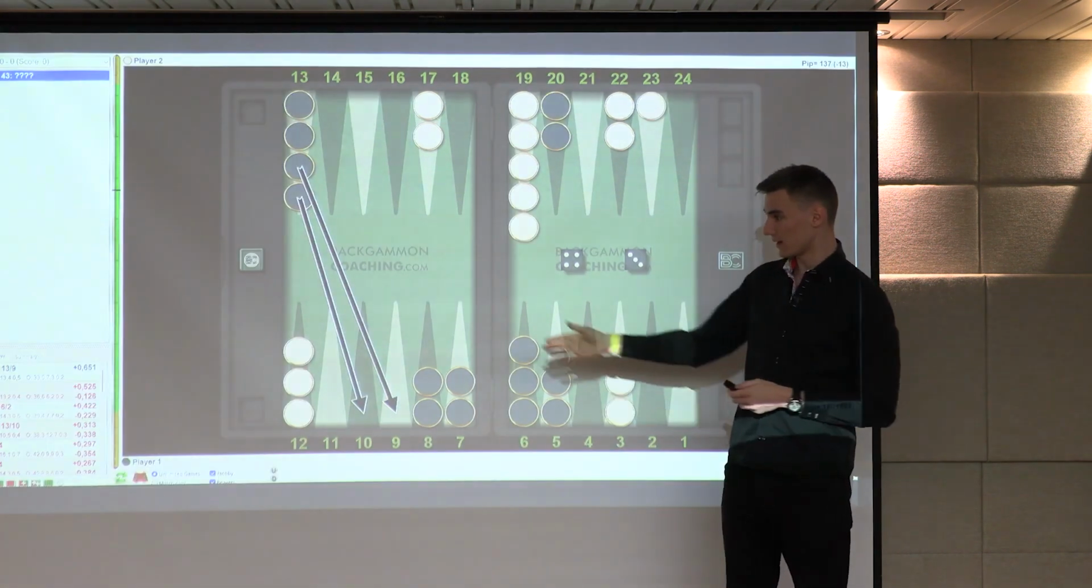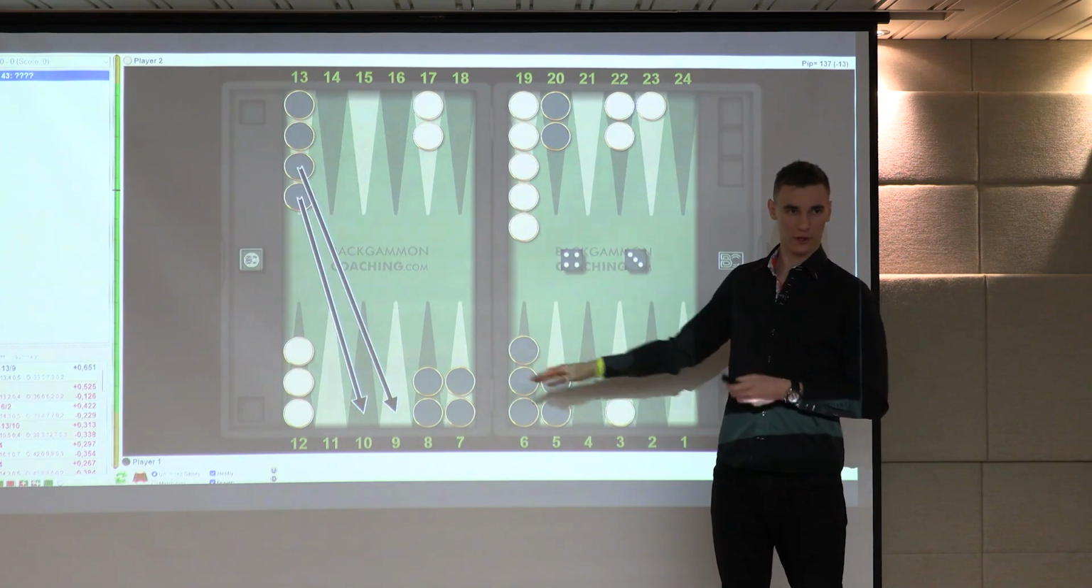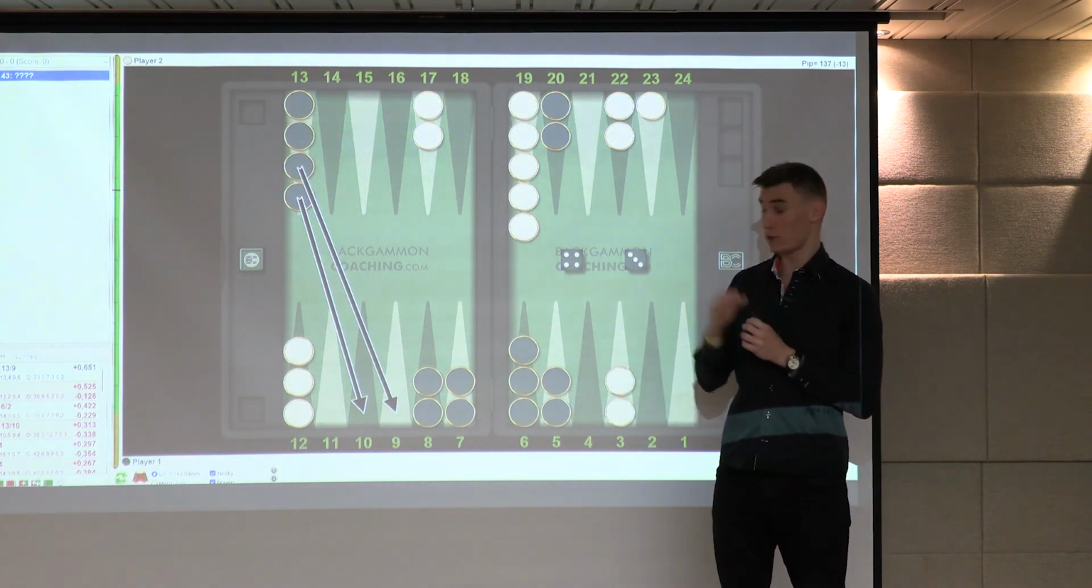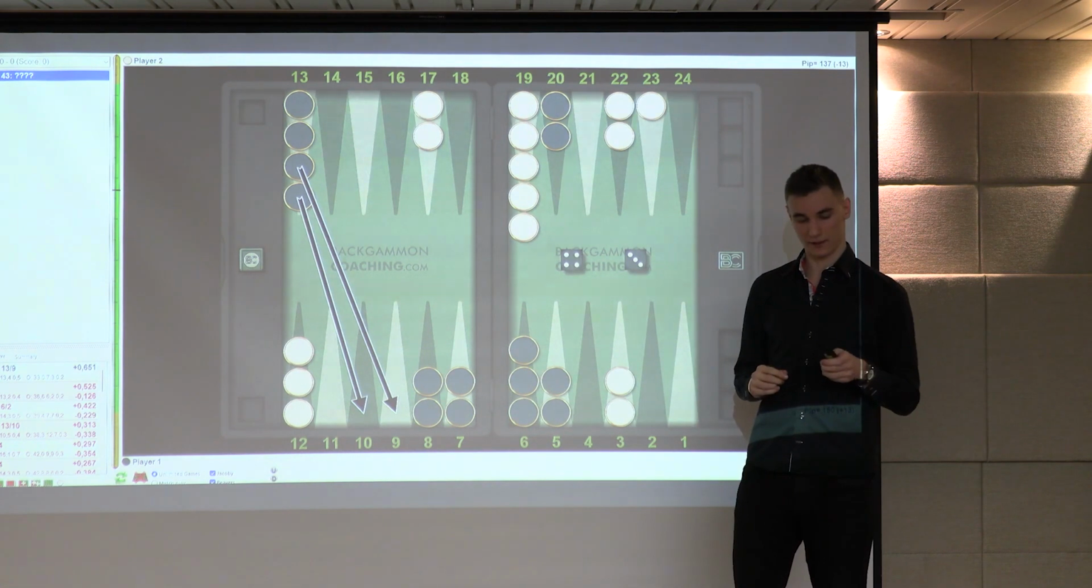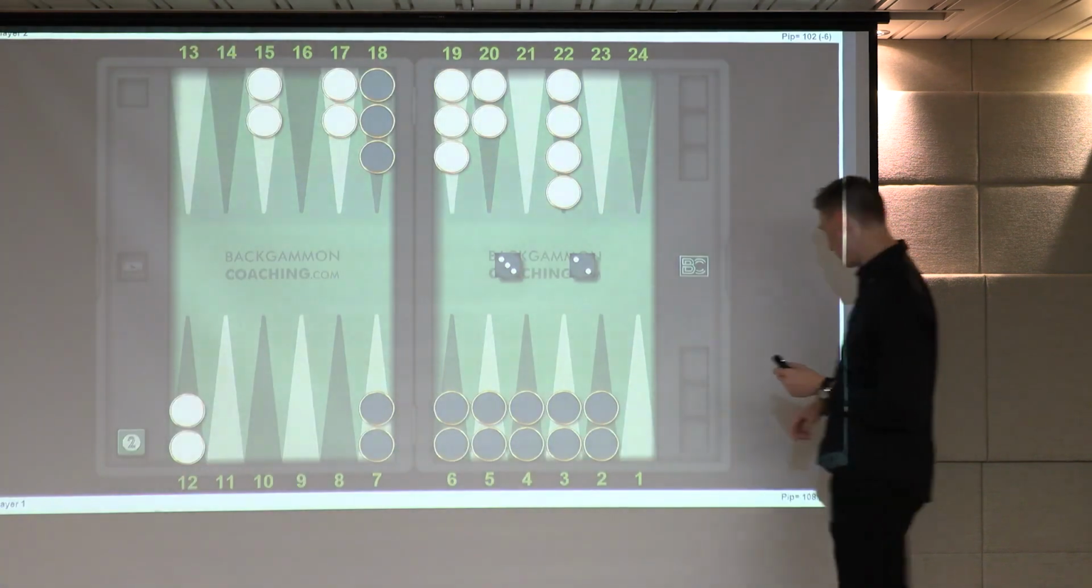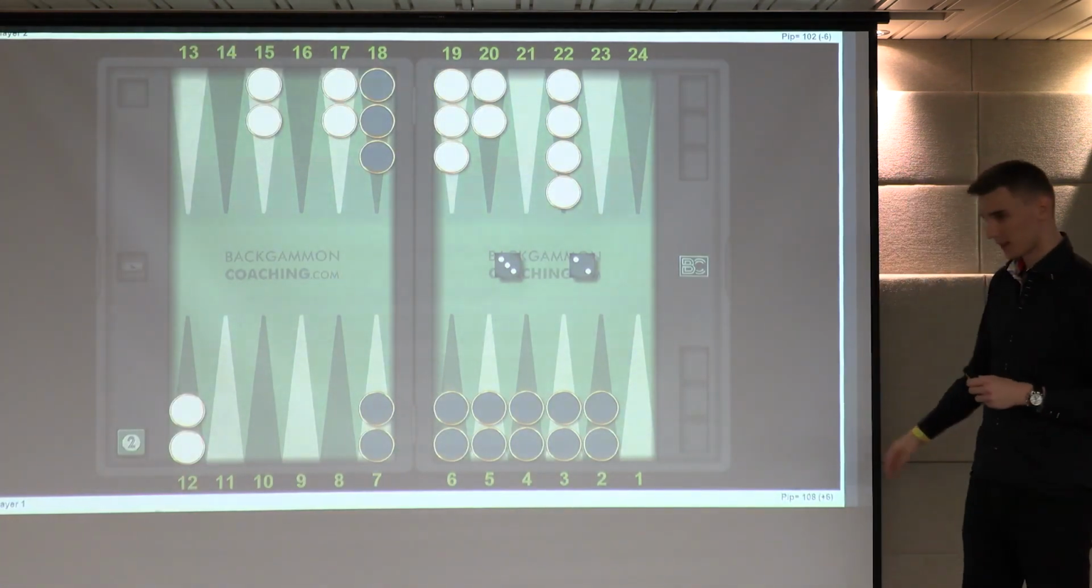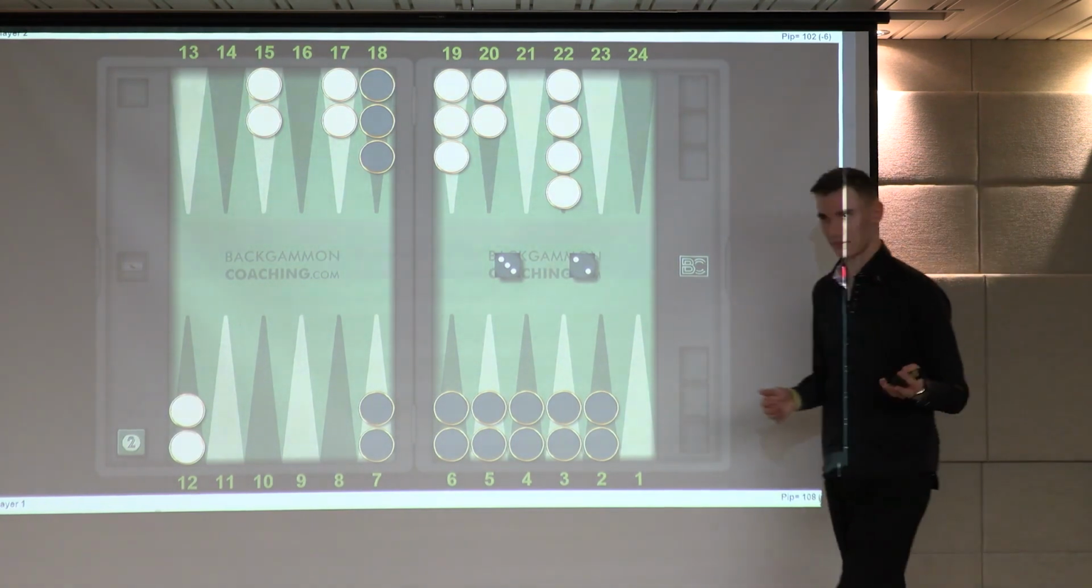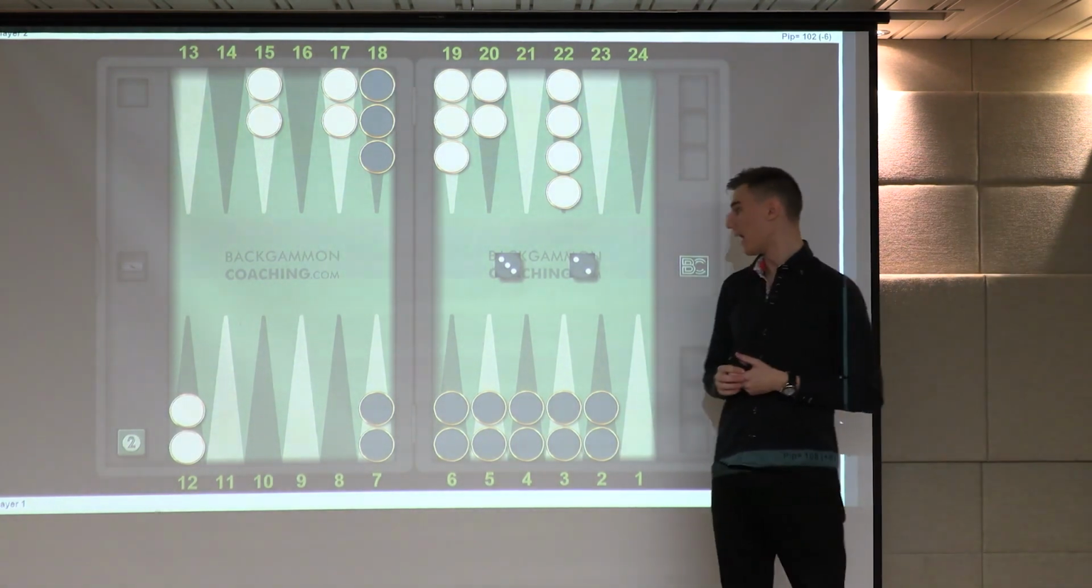So here, we basically were supposed to leave a shot because it got such a huge improvement for a small risk, right? Now we've got this position, 3-2, 6 pips behind. Sometimes it matters, sometimes it doesn't. We will see.